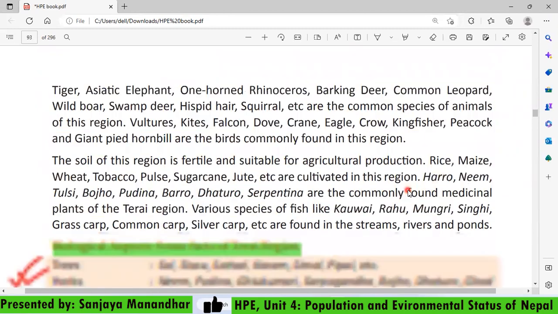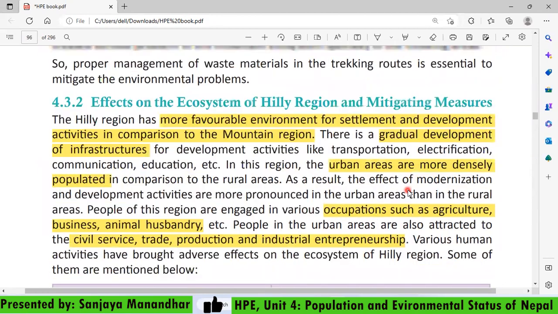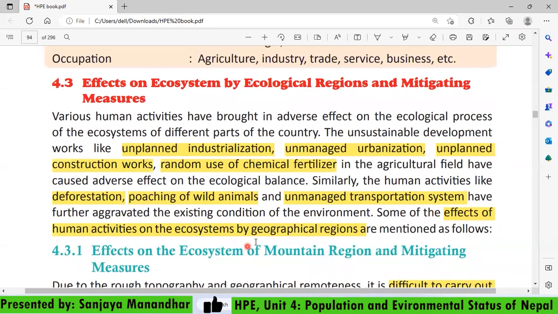There are many negative impacts because of human activities towards the ecosystem of mountain, hill and Tarai region. Now we will read them in short. Look here, I have highlighted some points here. Unplanned industrialization, number one. Unmanaged urbanization, okay. Unplanned construction works, random use of chemical fertilizers, deforestation, poaching of animals, unmanaged transportation system. These all are the effects of human activities. Effects of human activities, the effects caused by humans.